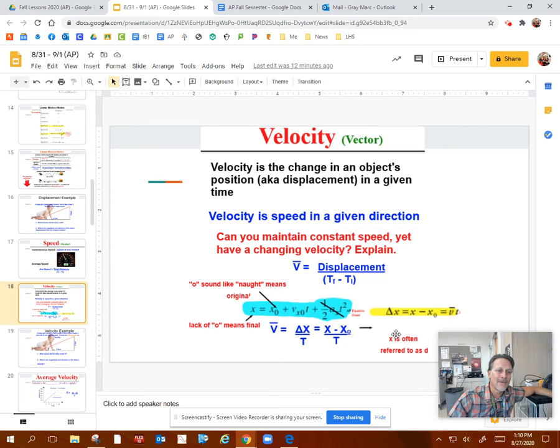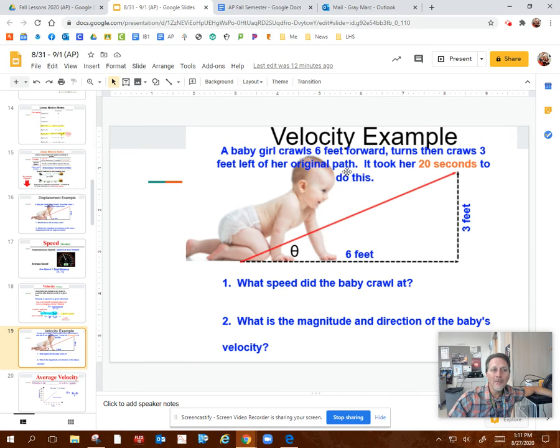Okay, and that is oftentimes what we just call velocity. Now, going back to our baby problem, we already calculated that the baby had gone a distance of 9 feet, and it had a displacement of 6.7 feet, slightly to the left of its original path. If you want to know the speed the baby crawled at, speed is equal to distance divided by time. So it'd be the 9 feet divided by 20 seconds right there.